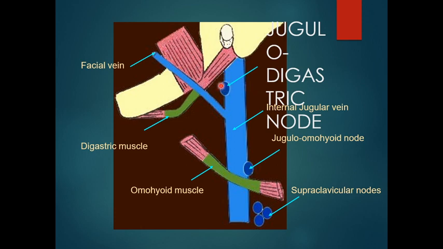Here are the jugulodigastric lymph nodes. These are jugulo-omohyoid nodes. These are supraclavicular nodes.